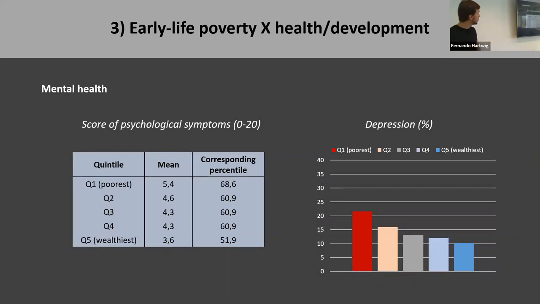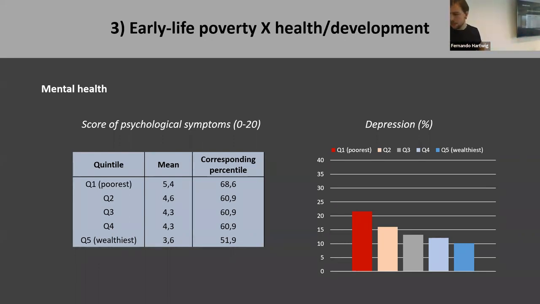Now, looking at mental health, I said health and development, so I better include a health outcome here. Why not mental health measures, right? Here again, those were measured at age 30. So when individuals were 30 years of age, here is just a score of psychiatric symptoms called SRQ, for people who work with that, which ranges from 0 to 20. And here we can clearly see again that the wealthier you are, the lower you score on this test, which is what you want, because the higher the values, the more symptoms you have.